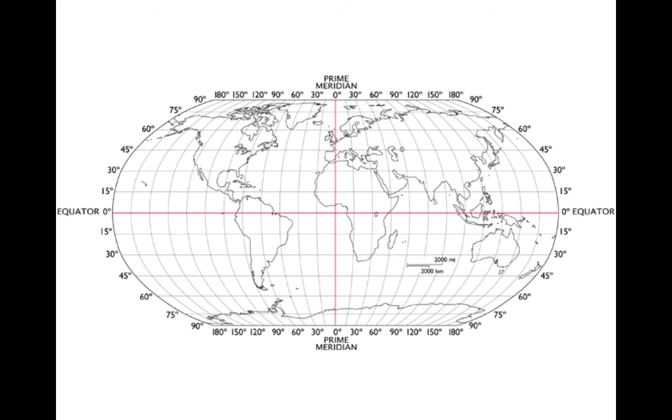Using this particular grid system, are you then able to tell me where Singapore is located? Singapore is here. Latitude-wise, it is around 1 degree north of the equator, and longitude-wise, possibly 100 degrees east. So that is the location of Singapore. It is 1 degree north and 100 degrees east of the prime meridian.